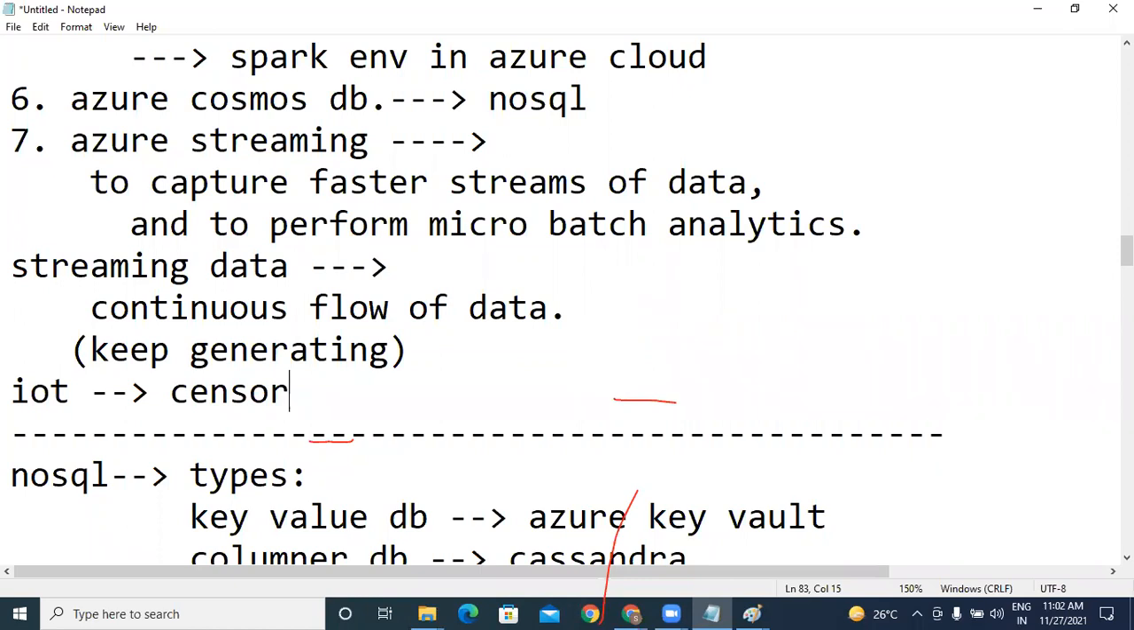Suppose with IoT devices, as a data engineer, I want to extract data from the sensor, not from the OLTP database. At that time, you have to use special products. You have Azure Event Hub. By using Event Hub, you will extract data from the sensor. That extracted data will be captured by Azure Stream, and then finally loaded into your Azure Data Lake or Azure Cosmos or Azure Synapse, wherever you want. It depends on your target purpose.